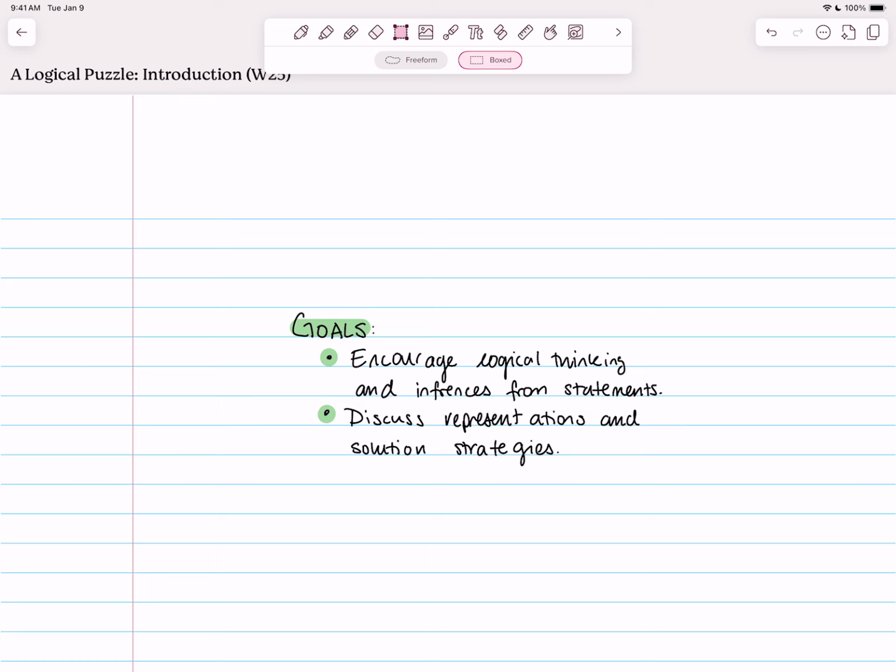Hello everyone. Today we're going to be talking about the Math CEO activity, a logical puzzle. The goals of this activity are to encourage logical thinking and in particular to get students used to making sort of logical inferences from informal statements. And we also want to discuss representations and strategies for coming up with solutions to these logical puzzles.